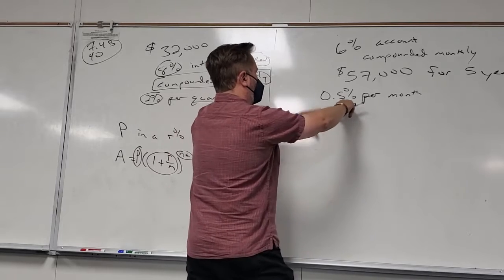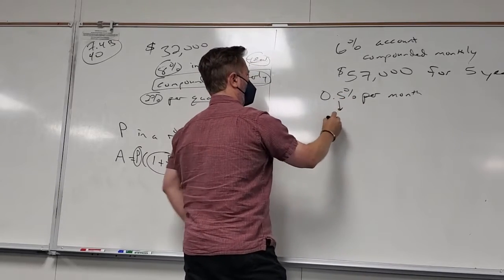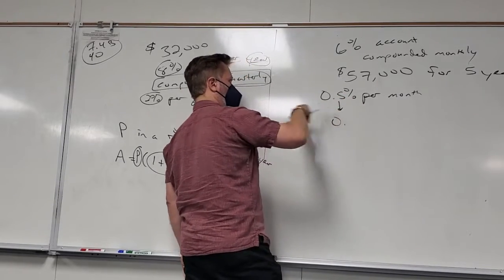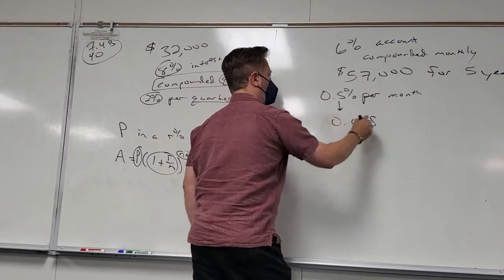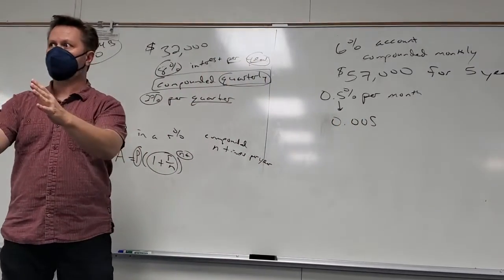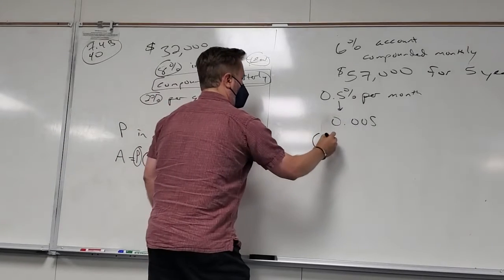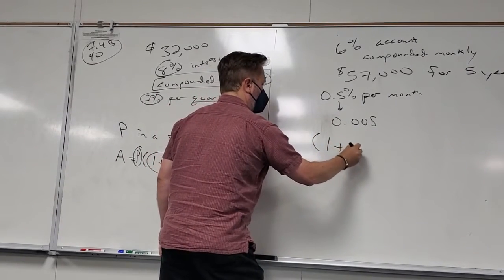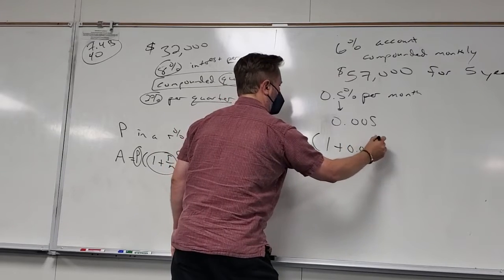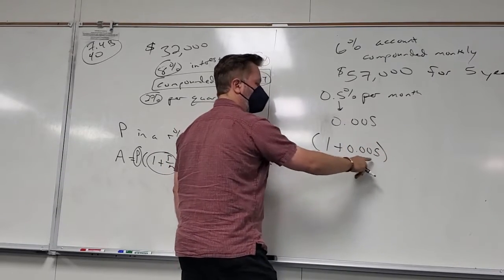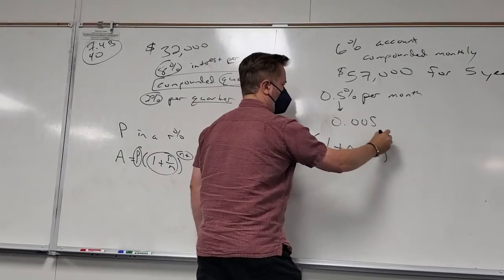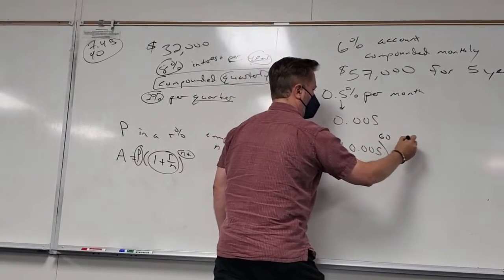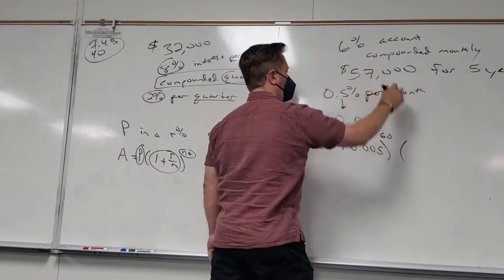What is this as a number, by the way? 0.005. Yeah, 0.005, is that cool? That's what that is as a number. So I'm going to have the amount in my bank plus this percentage of it. How many times are we going to do that? 60. And then I'm going to multiply that by 57,000.